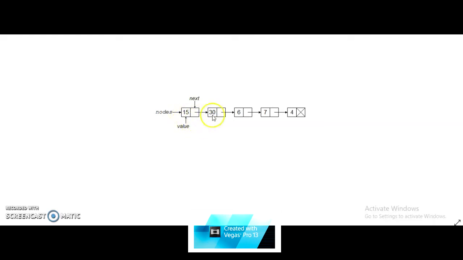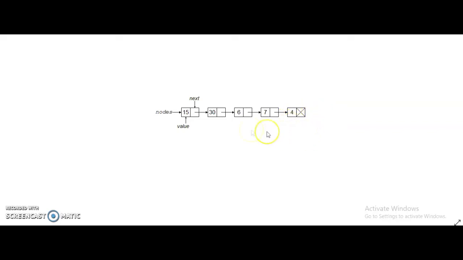Head is equal to head.next. Now we will again increment the count, and then move head again. So when head.next is None, we will just leave, and we can return the count. That count will be the length of the linked list.